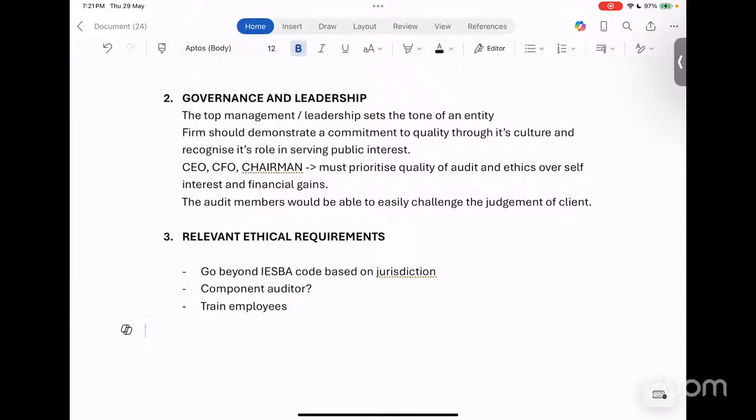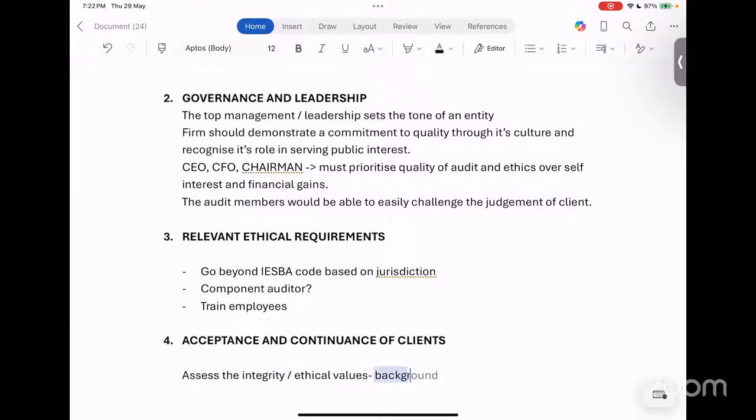Fourth is, before we accept an engagement and continue a client, there should be certain procedures. So procedures related to acceptance and continuance of clients. Before you accept any client, you should make sure that you've checked their integrity. You've actually checked their existence. Their background check has been done. So you have to assess the integrity of the client that you're taking up and their ethical values. For that, you can run a background check. You can do certain KYC procedures. You can talk to the previous auditor and so on.